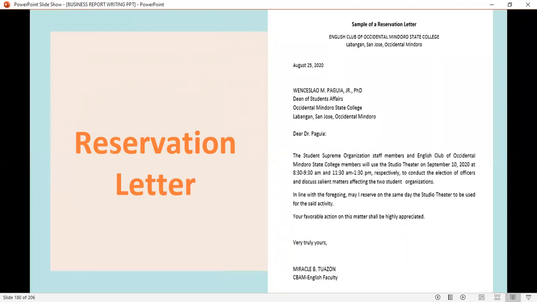So this is for a school. So the sender, the receiver will be Dr. Wenceslao Empagia Jr. The Student Supreme Organization, staff members, and English Club of Occidental Mindoro State College, ayan, will use studio theater. So sa school, you can also use the reservation letter. If you will be having an upcoming activities, in this letter, they are requesting, or the sender is requesting for the use of the studio theater.